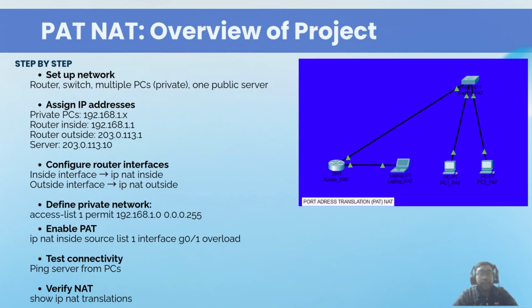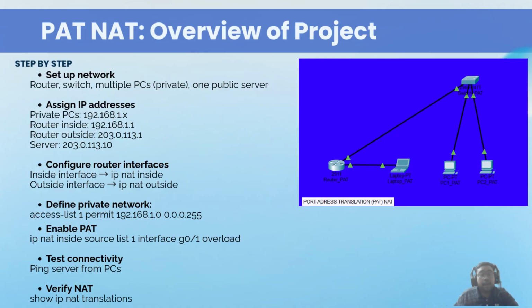Next, I will explain the step-by-step process of how we implement port address translation in our network, also known as PAT. Firstly, we set up the network topology. The network consists of a single router, a switch, two private PCs, and one public server. The private PCs are connected to the switch, which is then connected to the router, and the router is also connected to the public server, which in this case is a laptop.